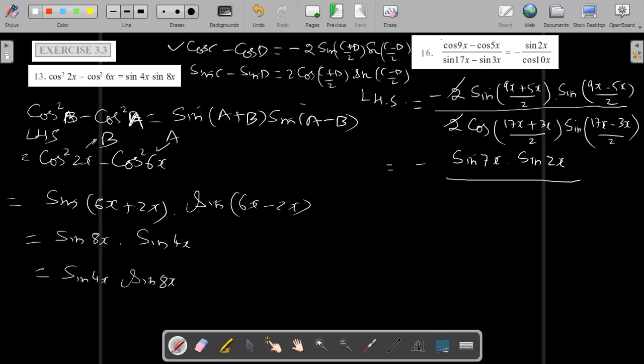and 17 plus 3, 20 divided by 2, so 10x, sin 17 minus 3, 14 divided by 2, 7x. So you can see that this sin 7x will cancel. We get minus sin 2x divided by cos 10x. That is equal to the right hand side.